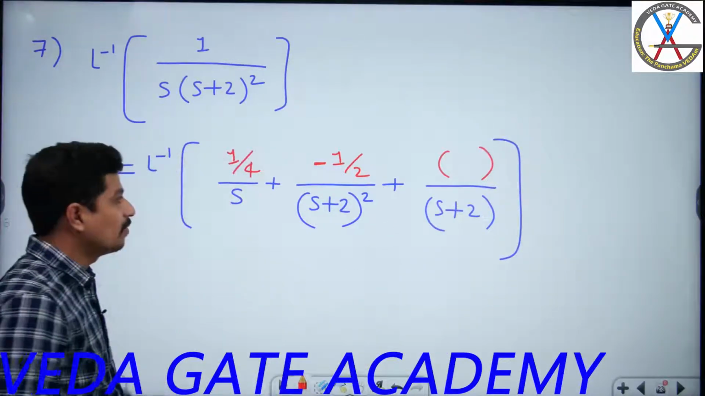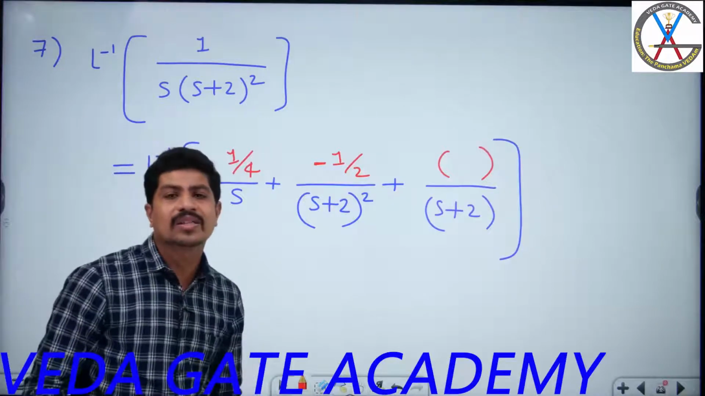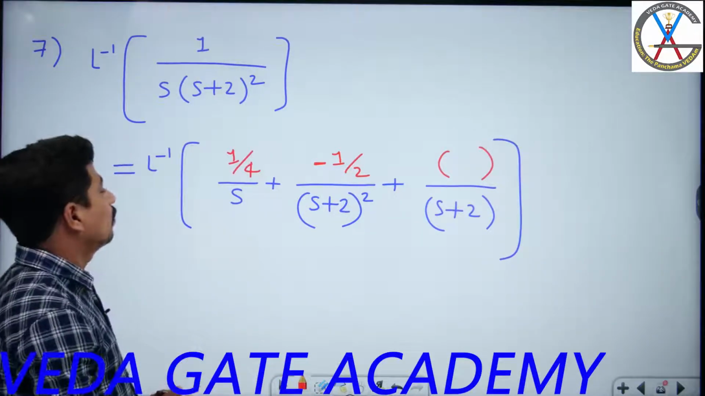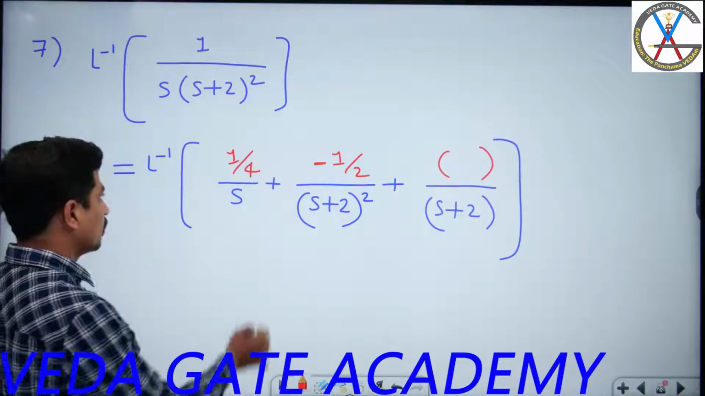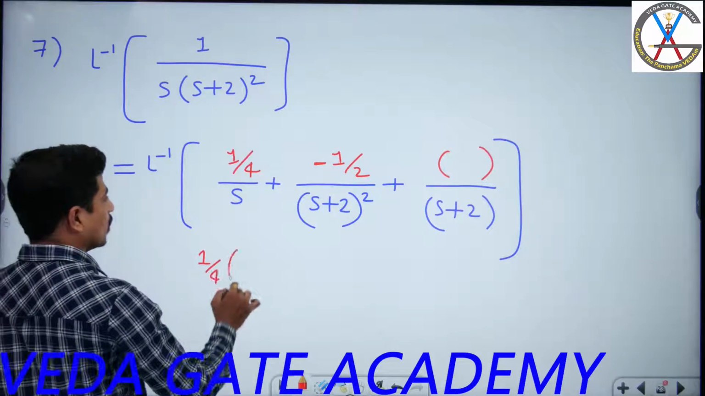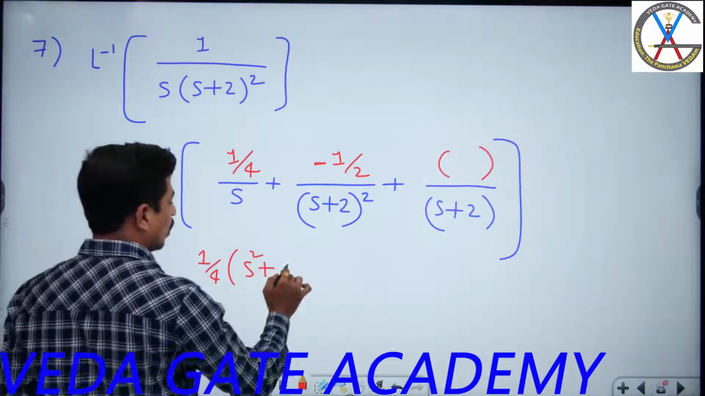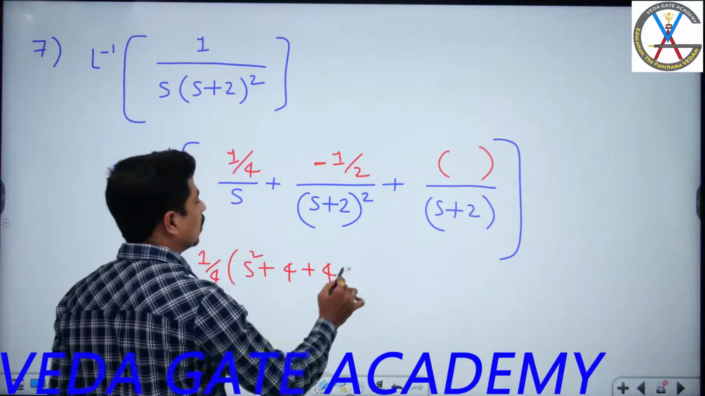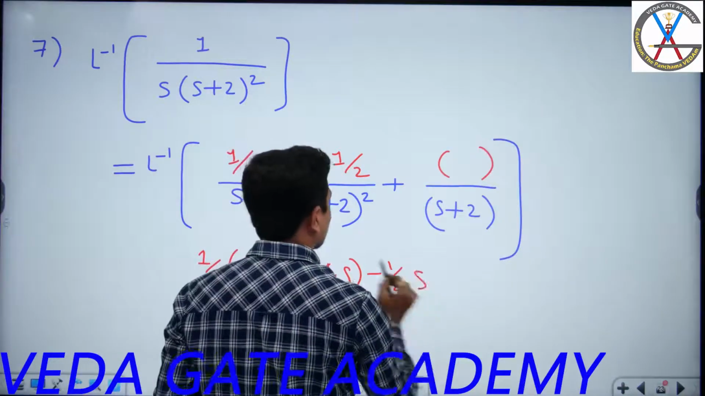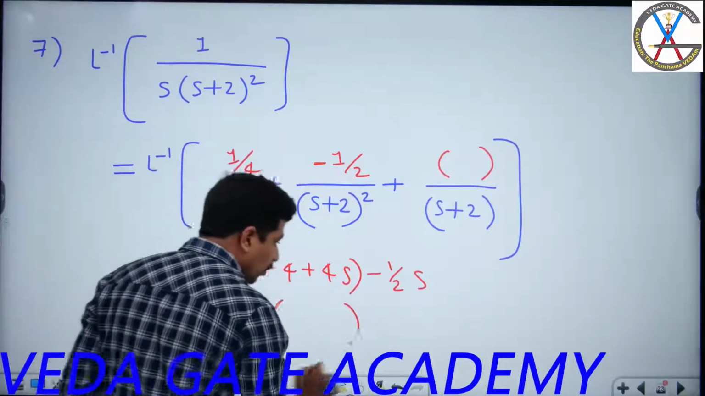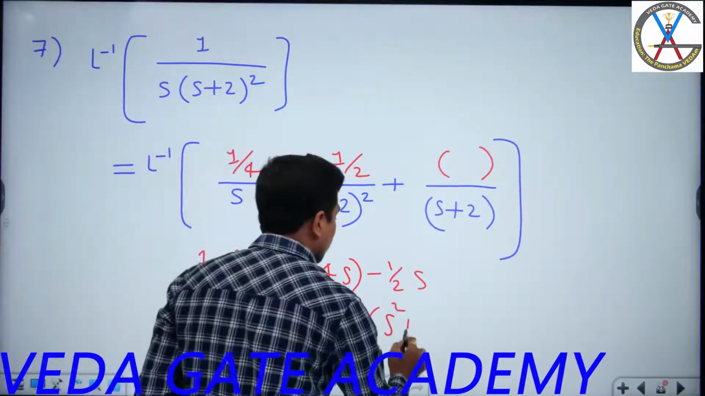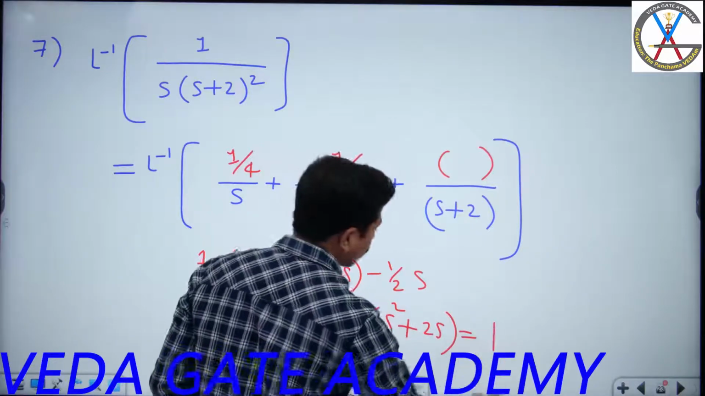This one can be done with the direct inspection method. What is the direct inspection method? You just simplify it, and we only look at the s square terms. How much am I going to get here? 1 by 4 into s square, plus 4 plus 4s is this one here. What am I going to get here? Minus 1 by 2 into s, plus something we don't know into s square plus 2s, equal to how much should I get?